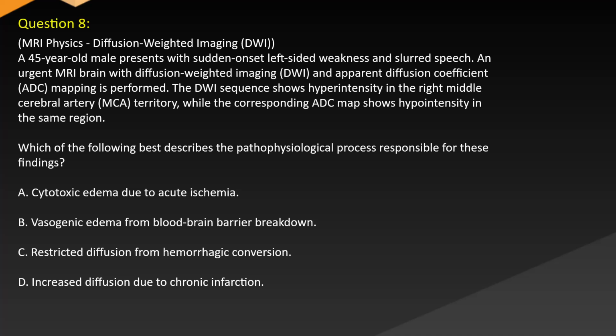Question 8. MRI physics. Diffusion-weighted imaging, DWI. A 45-year-old male presents with sudden onset left-sided weakness and slurred speech. An urgent MRI brain with diffusion-weighted imaging, DWI, and apparent diffusion coefficient, ADC, mapping is performed. The DWI sequence shows hyperintensity in the right middle cerebral artery, MCA, territory, while the corresponding ADC map shows hypointensity in the same region. Which of the following best describes the pathophysiological process responsible for these findings?